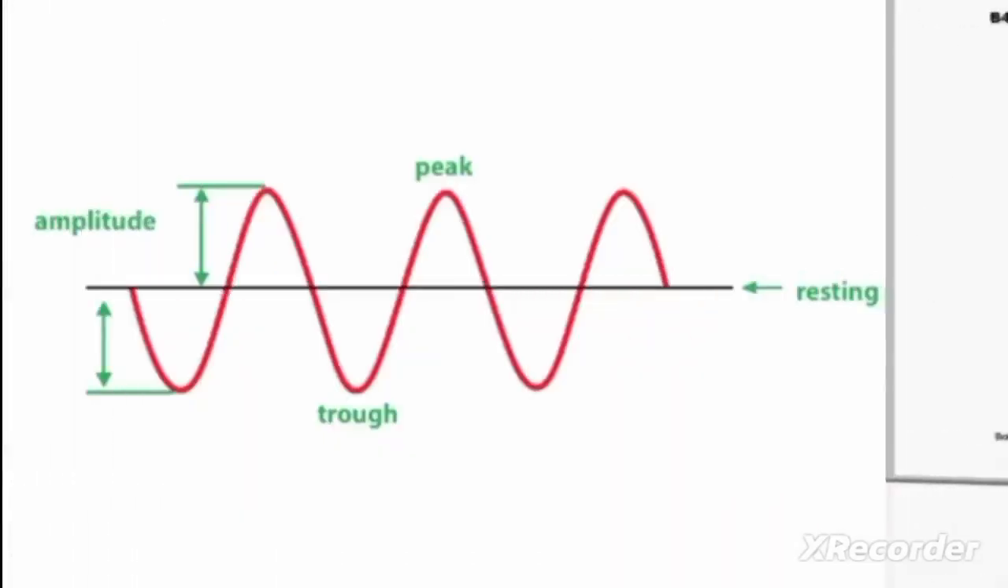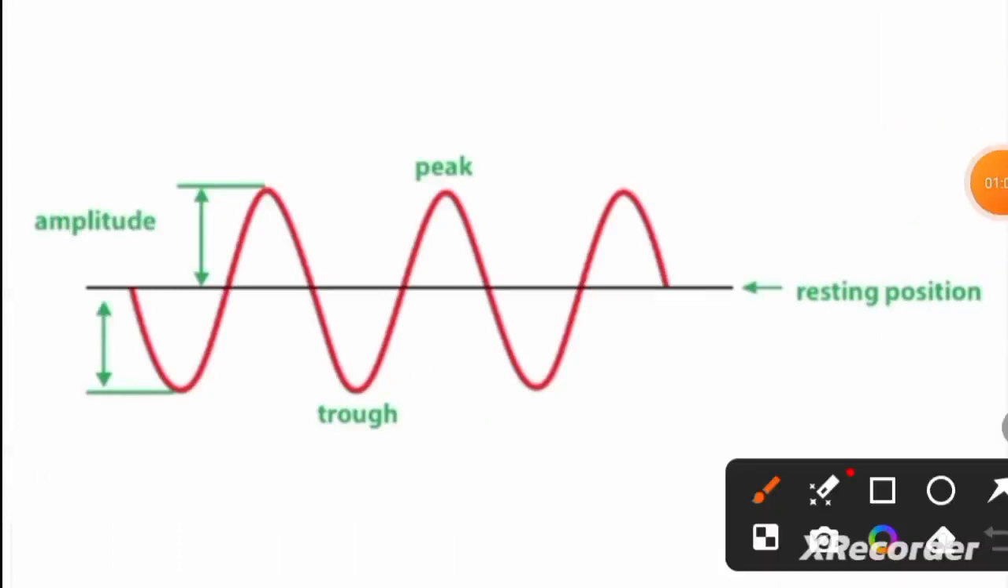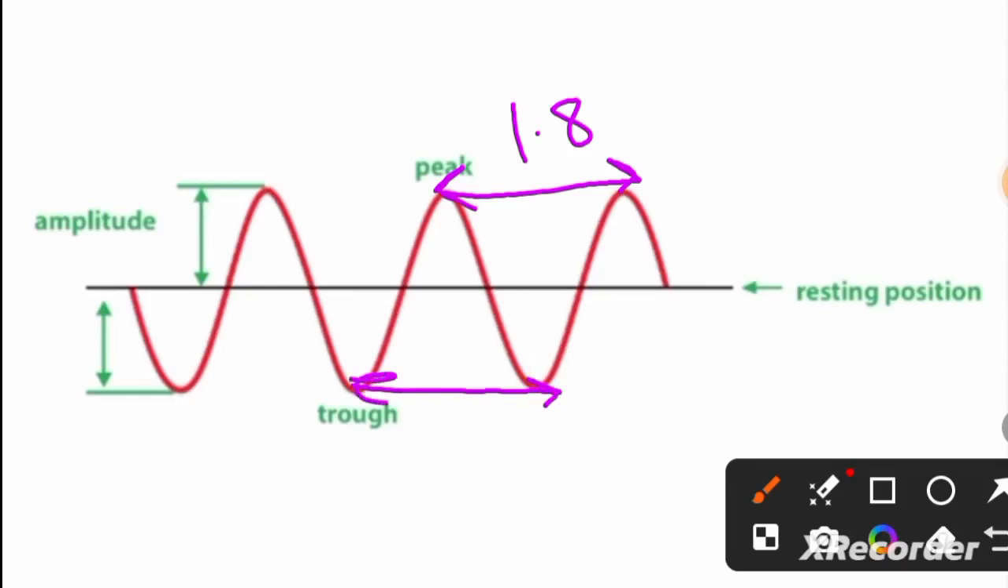Okay, so we are going to look at the wavelength. The wavelength is the distance between two crests. So this is the distance we are talking about. The 1.8 meters is here. Or we can say the wavelength is the distance between two troughs. Okay, let us come back to the question.